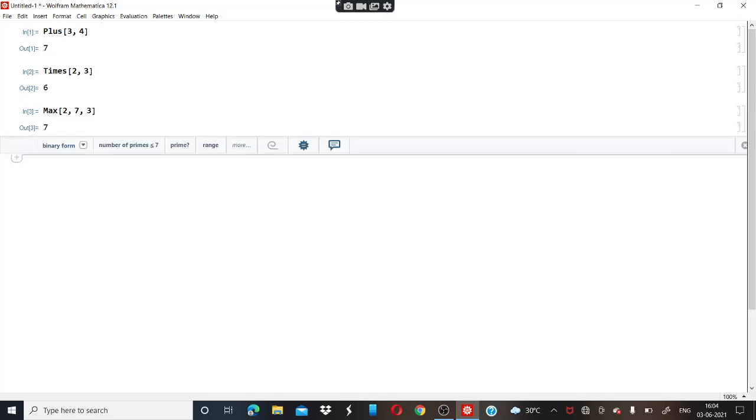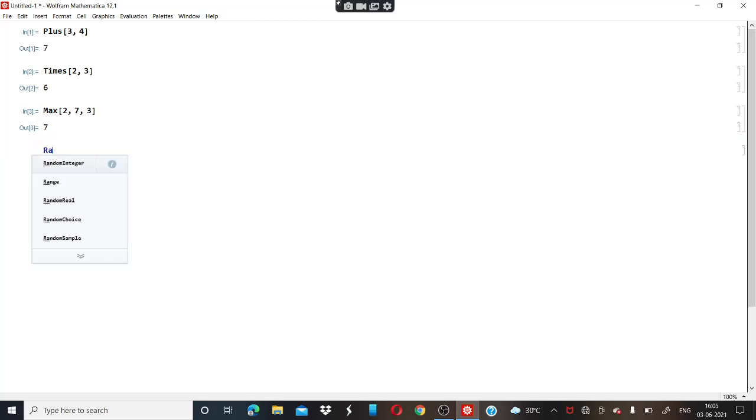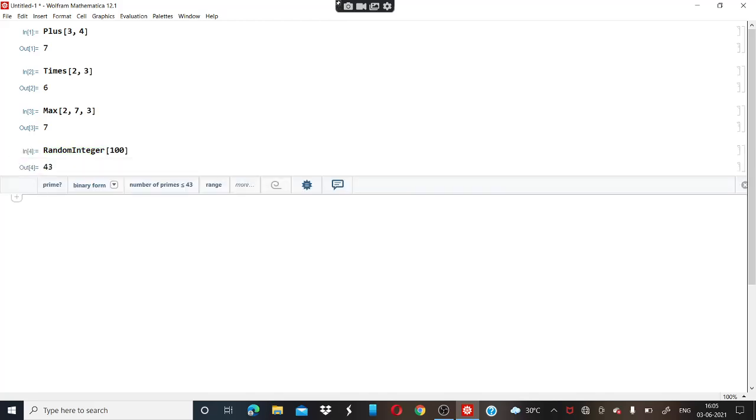Now if you have numbers from 0 to 100 and you want some random number from them, you can use the function RandomInteger. For that you can write Random, and here the suggestion shows RandomInteger, and we have to give 100 here because we want integers from 0 to 100, meaning any number in between. So Shift and Enter and you will get 43.